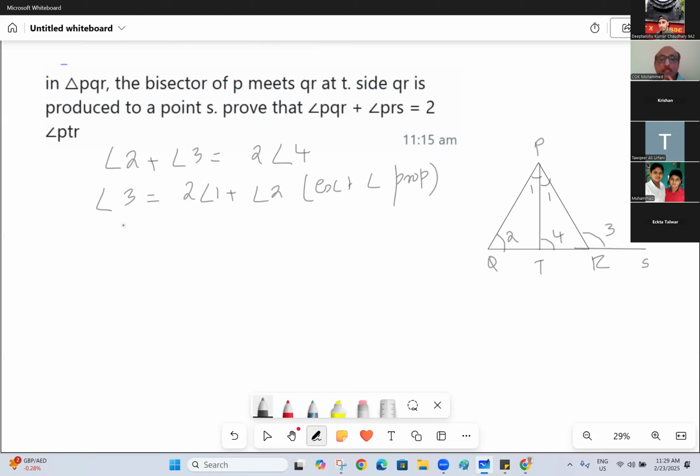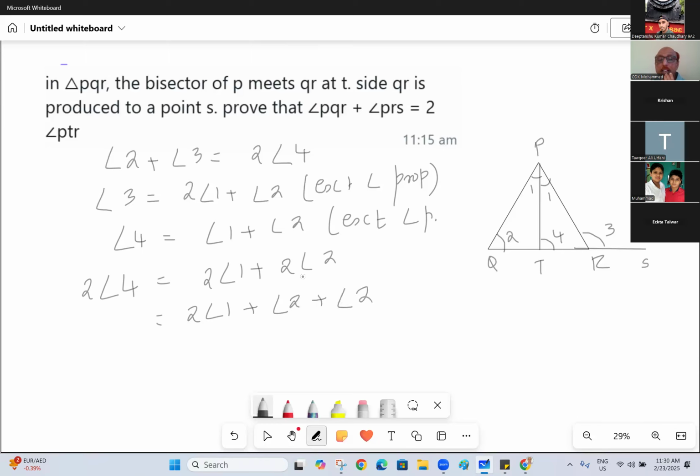Now, angle 4 is equal to angle 1 plus angle 2. That is also the exterior angle property. Now I'm going to take twice angle 4. I'm multiplying throughout by 2. You will get twice angle 1 plus twice angle 2. But that is not what I want. So I will split it as twice angle 1 plus angle 2 plus angle 2. Twice angle 2 can be written as angle 2 plus angle 2. And twice angle 1 plus angle 2 is angle 3.